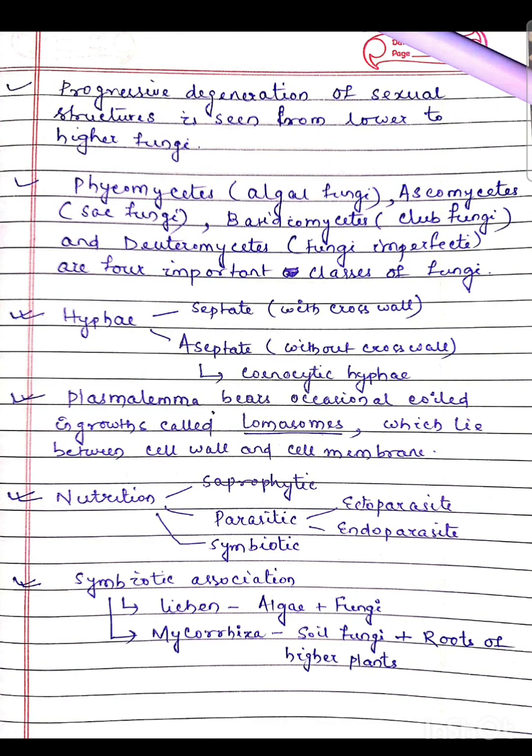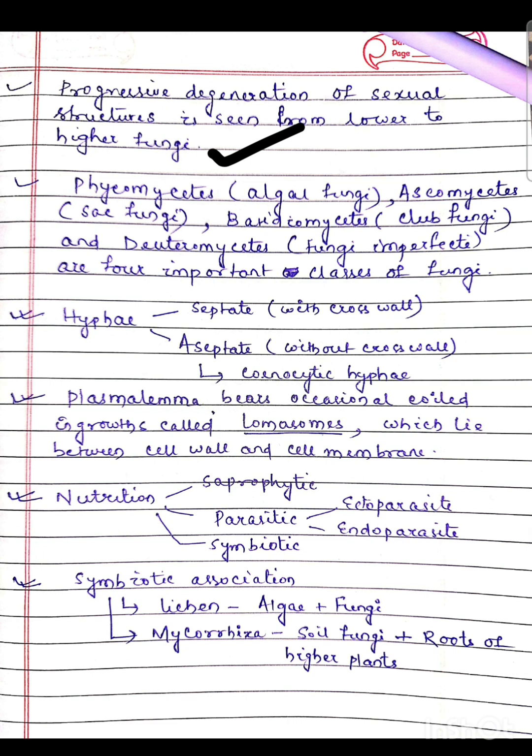Progressive degeneration of sexual structures is seen from lower to higher fungi. In case of lower fungi, they show advanced sexual reproduction, but this trend is gradually reduced, or degeneration is seen, in case of higher fungi. Then the whole group of fungi is divided into four important classes. One is Phycomycetes, commonly known as algal fungi. Then Ascomycetes, known as sac fungi. Then Basidiomycetes, known as club fungi. Then Deuteromycetes, known as fungi imperfecti, as they lack sexual reproduction.